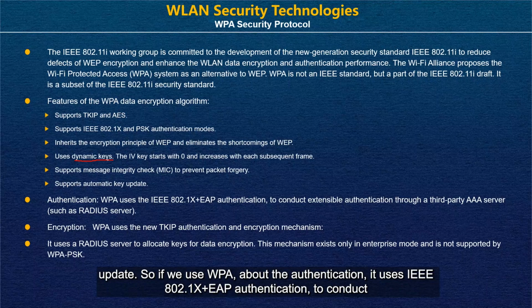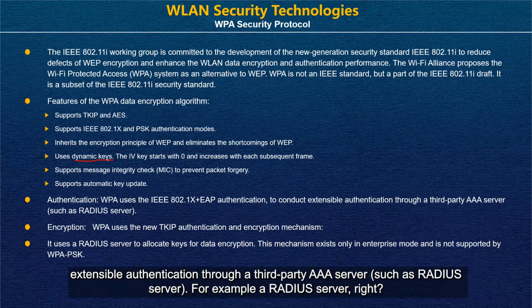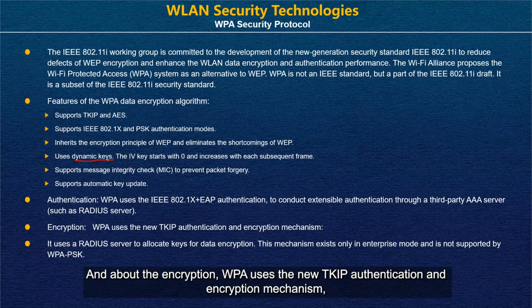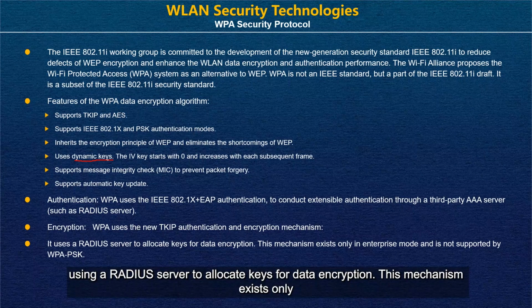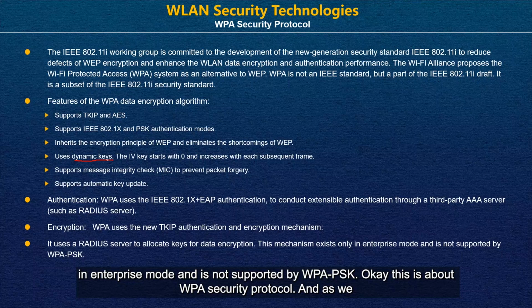If we use WPA, about the authentication, it uses 802.1x and EAP authentication to conduct extensible authentication through a third-party AAA server, for example, a RADIUS server. Right? And about the encryption, WPA uses the new TKIP authentication and encryption mechanism. It uses a RADIUS server to allocate keys for data encryption. This mechanism exists only in enterprise mode and is not supported by WPA-PSK. Okay, this is about the WPA security protocol.